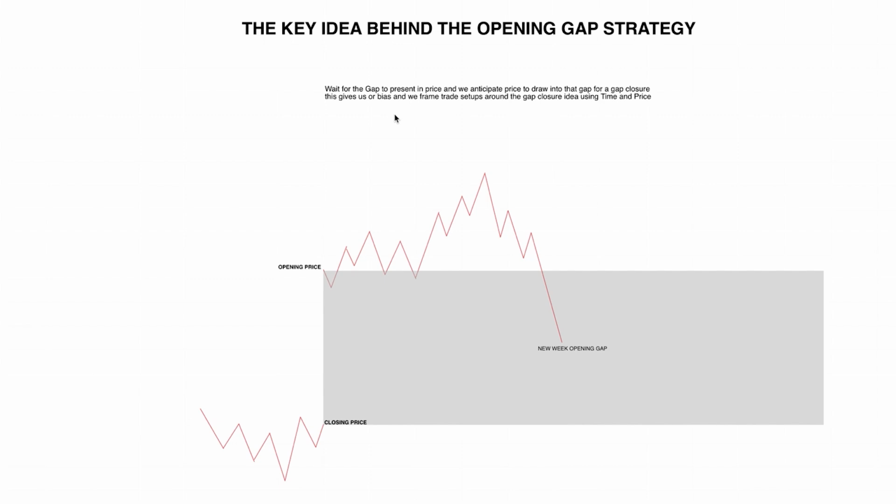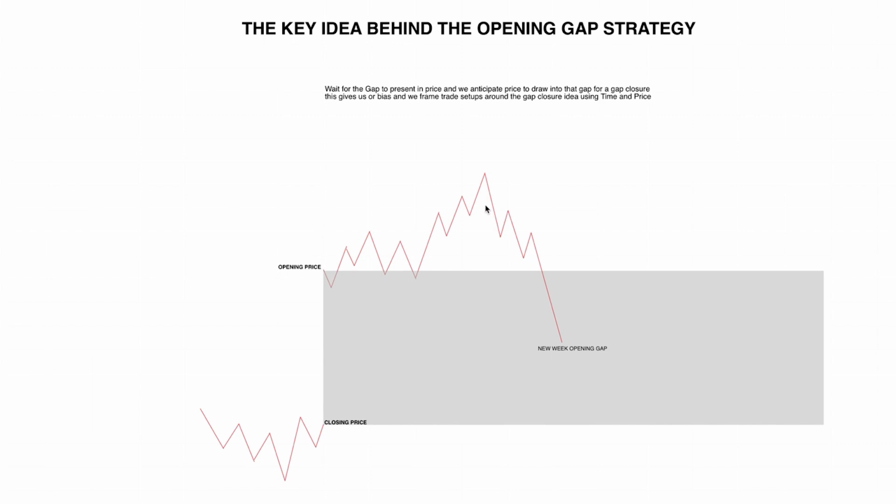So if the gap is present in price, there's a high likely chance that price is going to draw into that area. And all we're doing is we're going to anticipate price drawing into that area, and we're going to frame trade setups around the gap closure idea using time and price. And when we blend time, a high probability time period where we anticipate certain moves to happen within the market, and price by way of using confirmations, we can literally frame high probability setups using these key ideas when they come together and they're confluenced in this way.